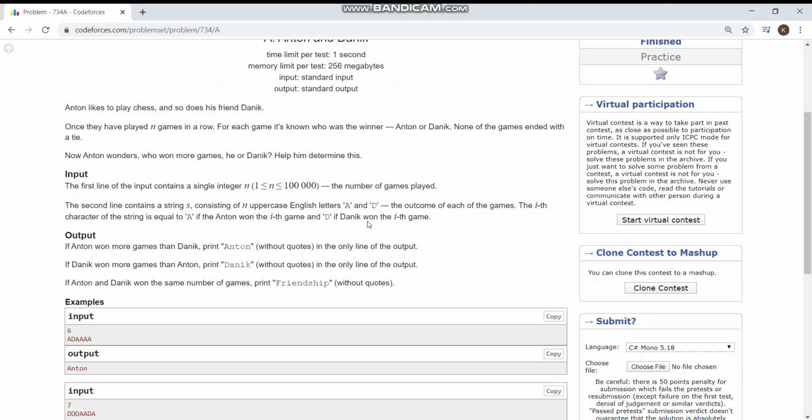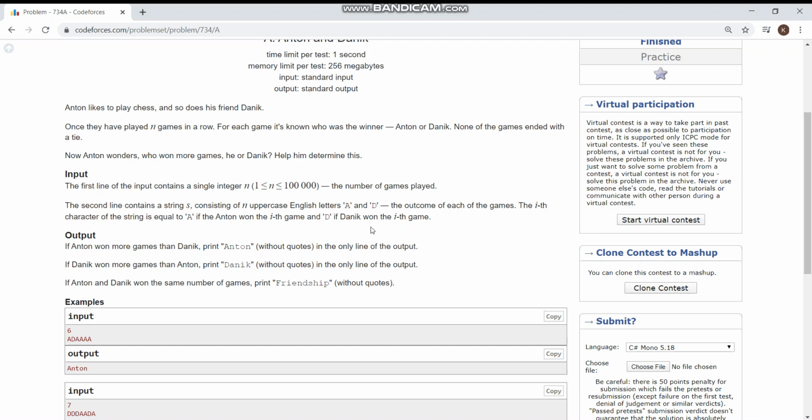So understanding the question, what must we do now? At first we input a single integer n, the number of games they have played. And as the second line we input a string s which consists of only the uppercase letters A and D, out of which A means the game was won by Anton and D means the game was won by Danik.